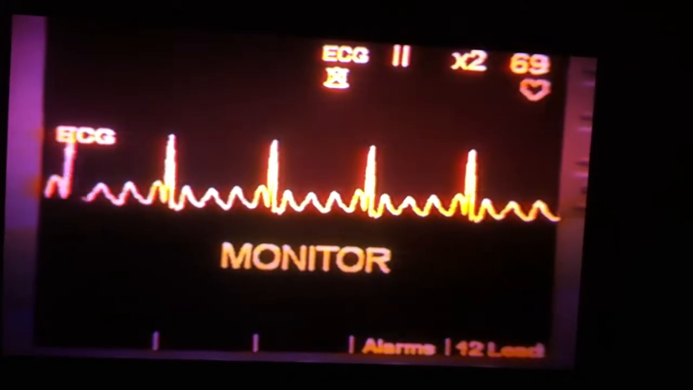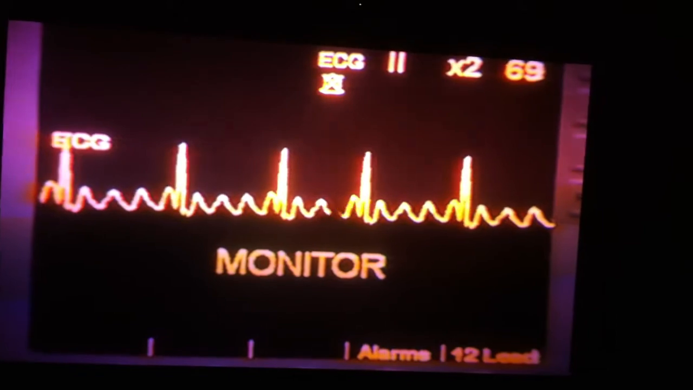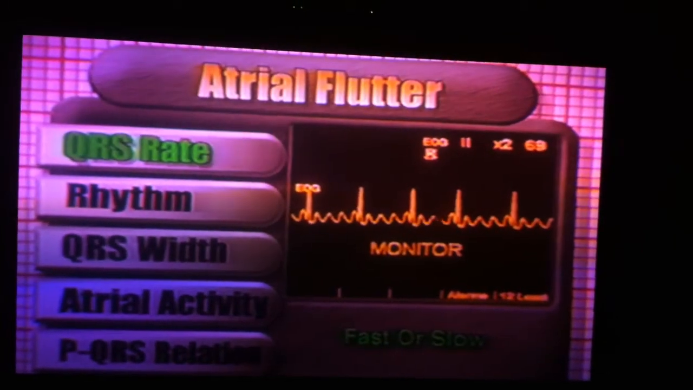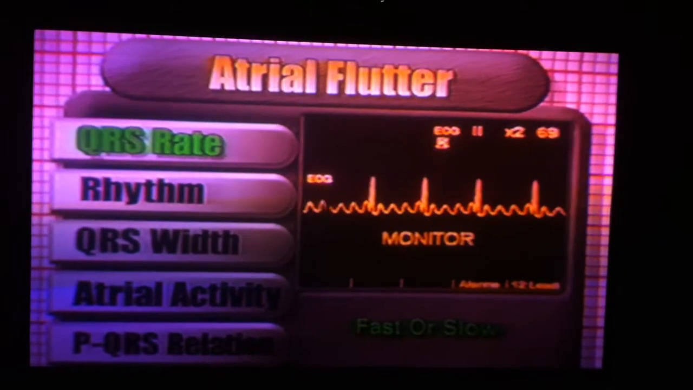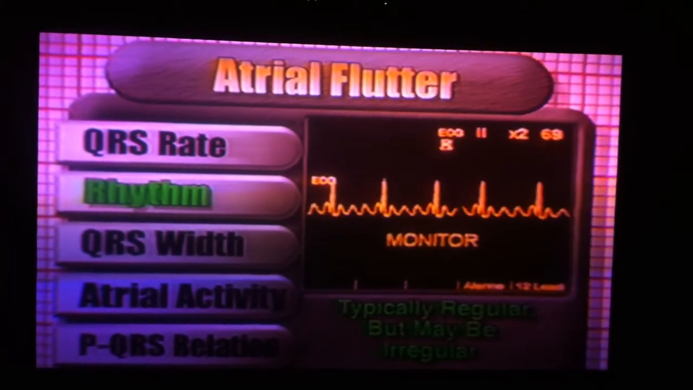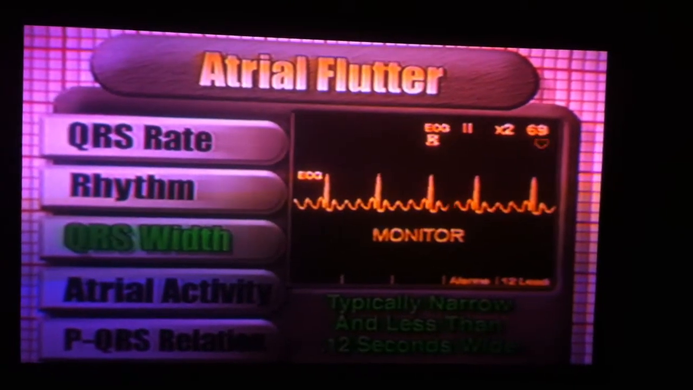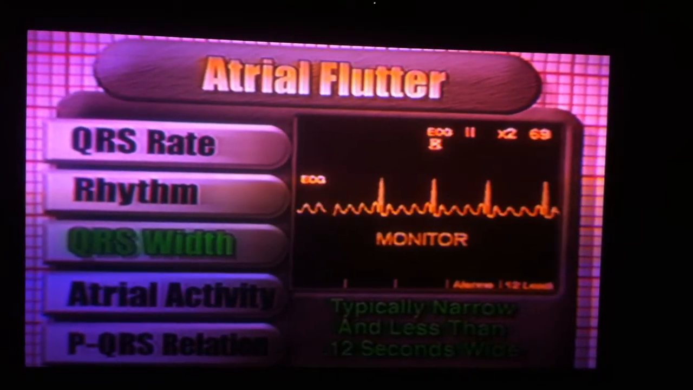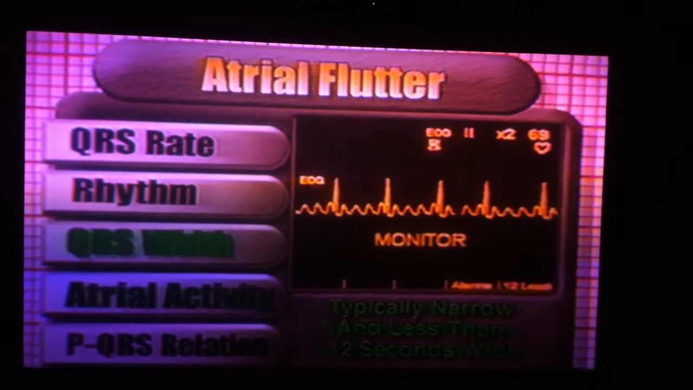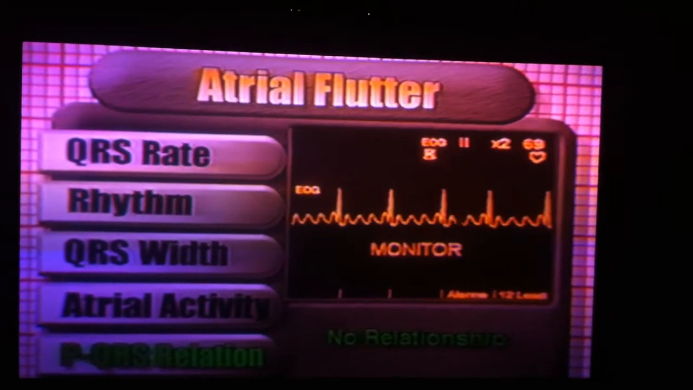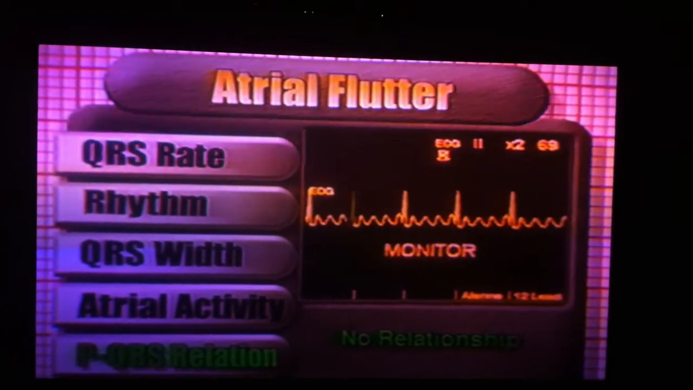Atrial flutter is easily identified by the picket fence waves that occur between the QRS complexes. The ventricular rate may be fast or slow. The ventricular rhythm is typically regular, but may be irregular. The QRS complexes are typically narrow and less than 0.12 seconds wide. There are no sinus P waves. Atrial flutter waves have no relationship to the QRS complexes.